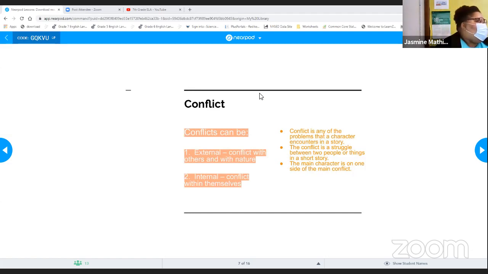So it's internal, like an issue that you have within yourself, whether it's like low self-esteem, low self-confidence. Those things are internal conflicts. Okay.